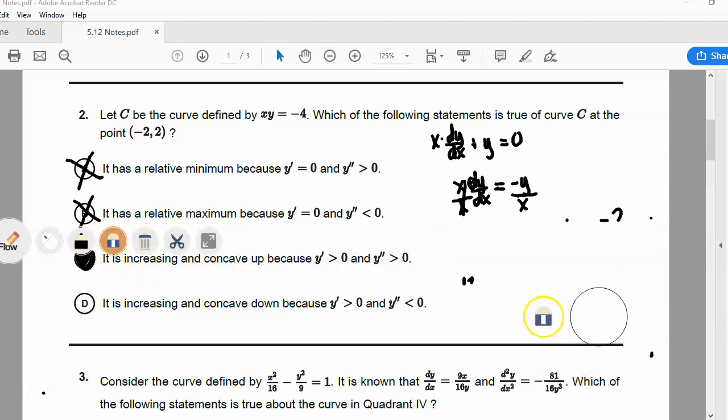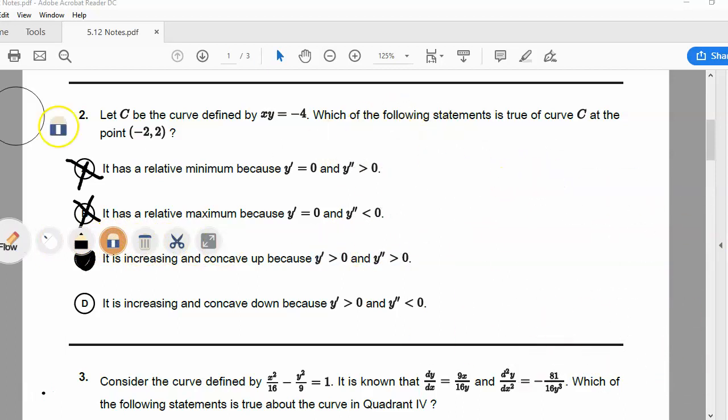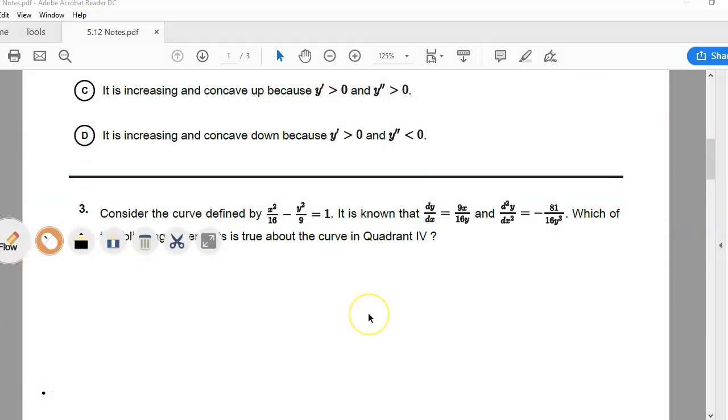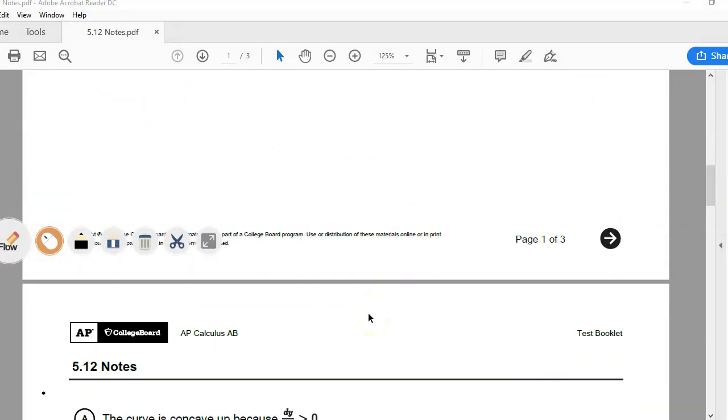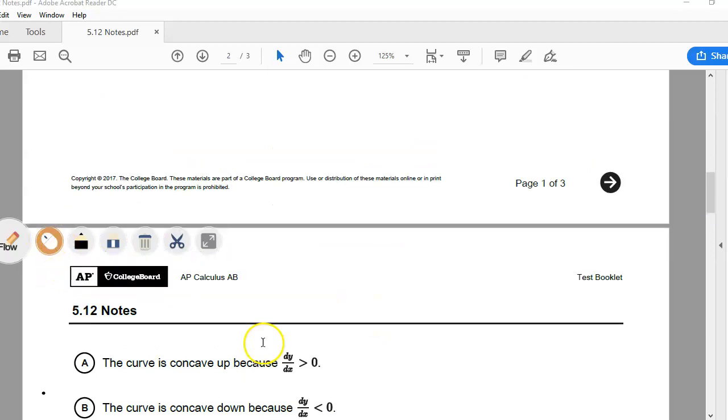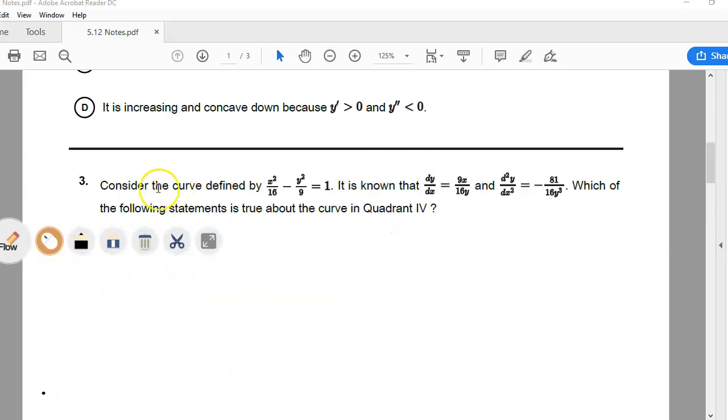All right, get rid of this. Okay. This question says consider the curve defined by. It gives us the first and second derivative because they are so nice and they're not making us find it on our own. Which of the following statements is true about the curve in quadrant 4?